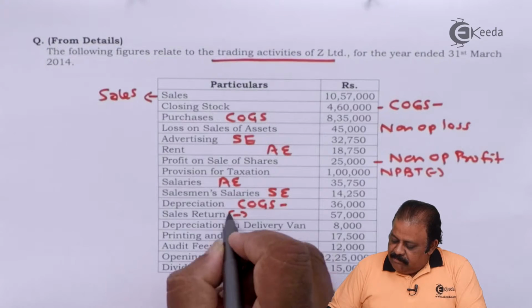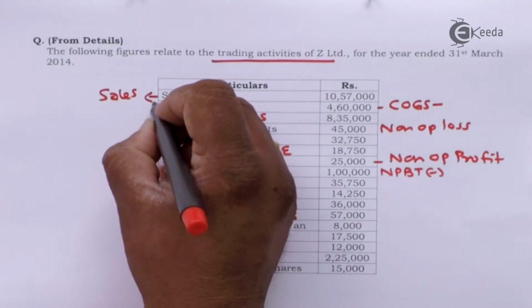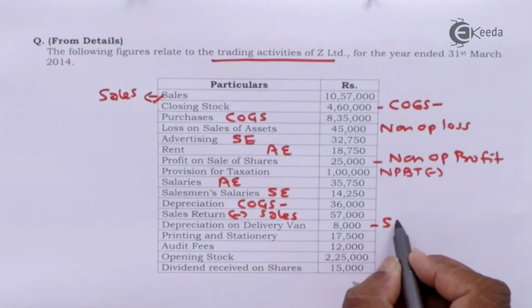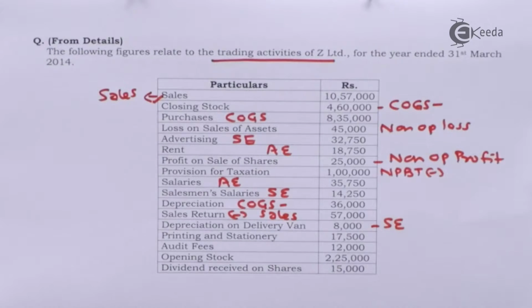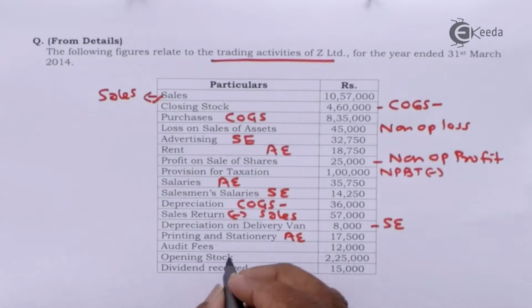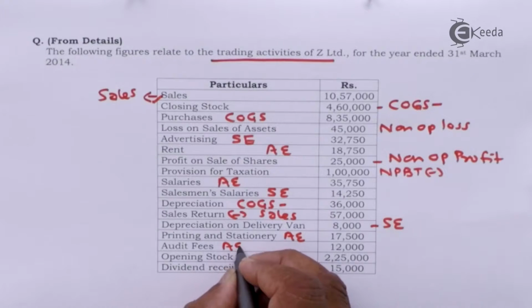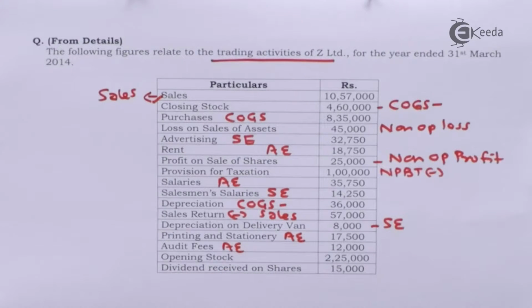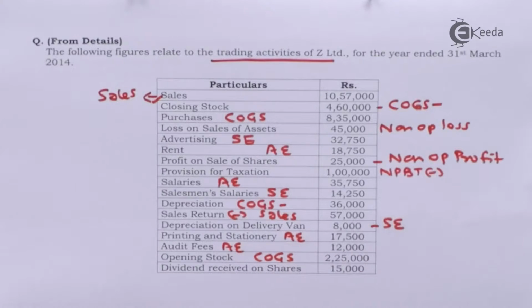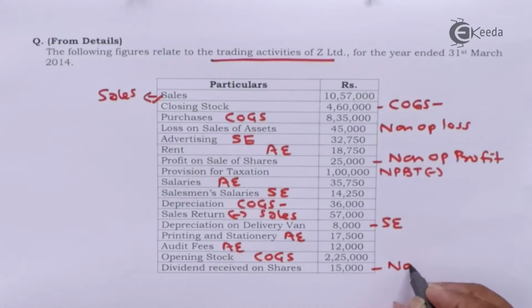Sales returns, less from sales. Depreciation on delivery van, selling expense. Printing and stationery, administration expense. Audit fees, administration expense. Opening stock is part of cost of goods sold. Dividend received on shares, non-operating income.